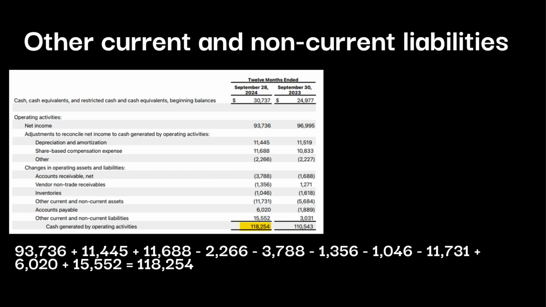And also just to show you everything adds up, right? We start at the very top with our net income, then we add in depreciation and amortization, then share-based compensation, right? And I'm not going to read all these sections, but I have all these numbers over here. You add them up, and at the very end, you get 118,254. You can see that number is up compared to 2023, where you have the value of 110,543.